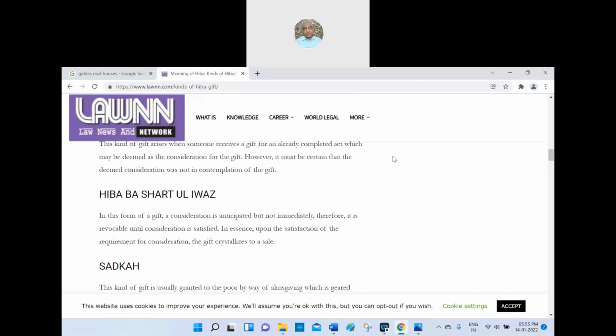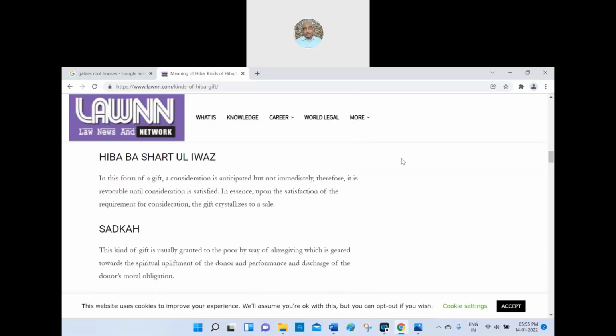Yes, sir. Suppose the land value is more and the house value is less. So what will he do? He will give the house plus some amount to compensate. So that is called Hibah-bi-shartil-Iwaz.